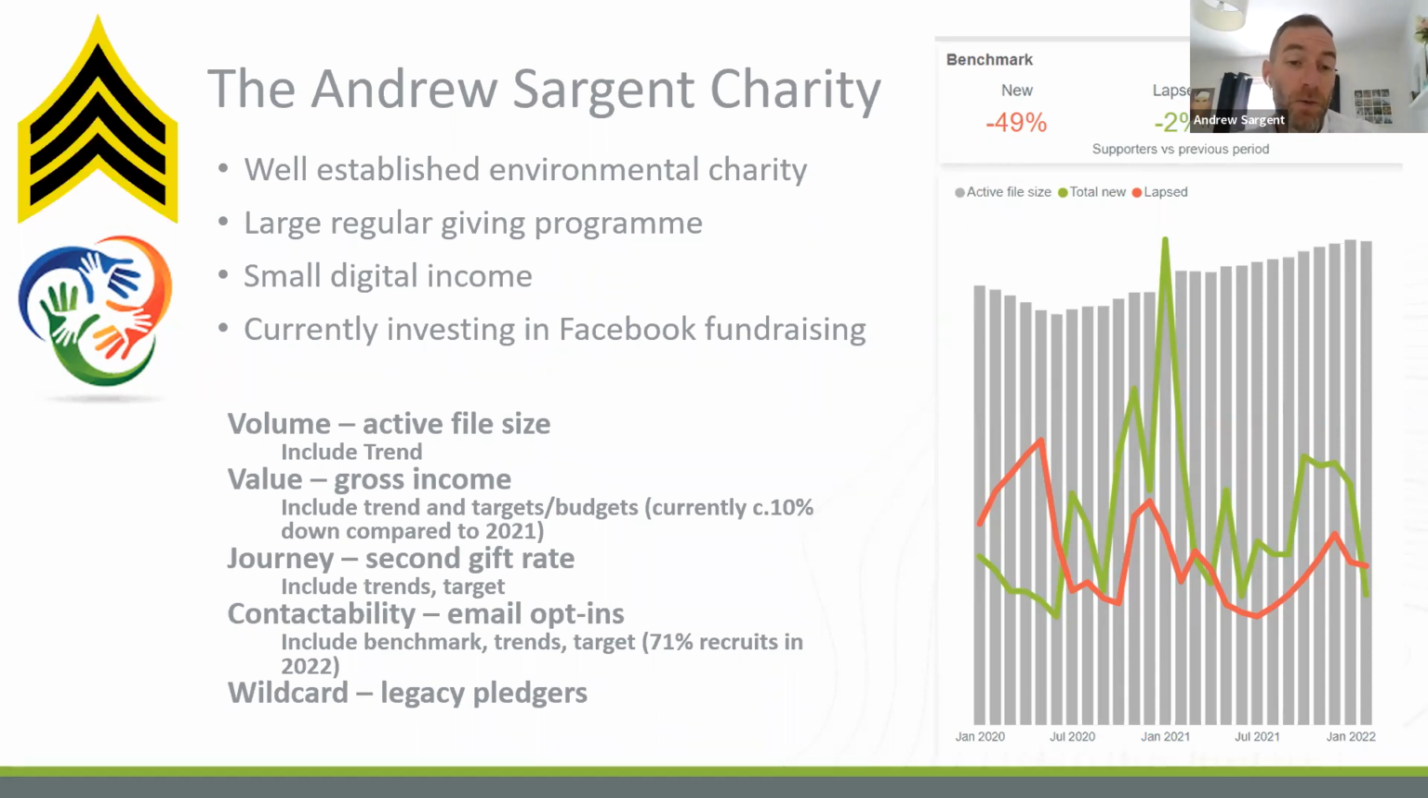And then finally, my wildcard is legacy pledges. So I've got an established base, they're very traditional charity donors. I'm quite reliant on legacy income. So I want to check that pipeline is still coming through, that I'm going to get that legacy income in the future.